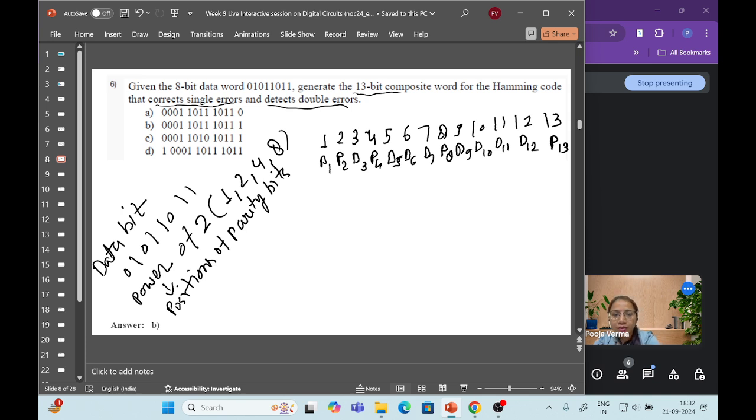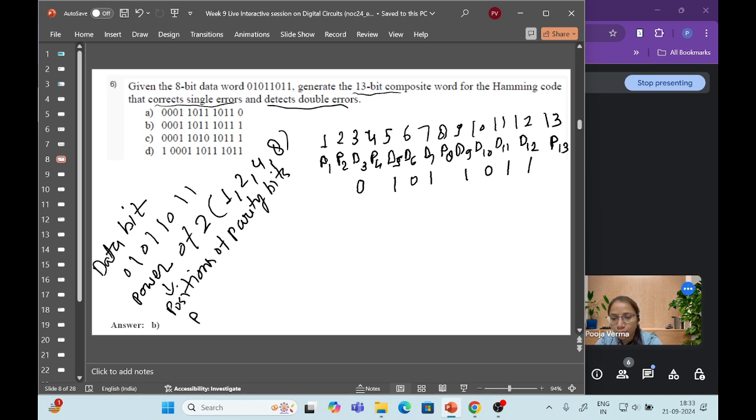Okay, so now the data bits are already given, so we can place them in the places of data bits. So that is 0, here 1, 0, 1, right? 1, 0, 1, 1. Now we need to find out the parity bits. Okay, so how can we find out the parity bits? In order to find the values of these parity bits, we need to use the data bits.